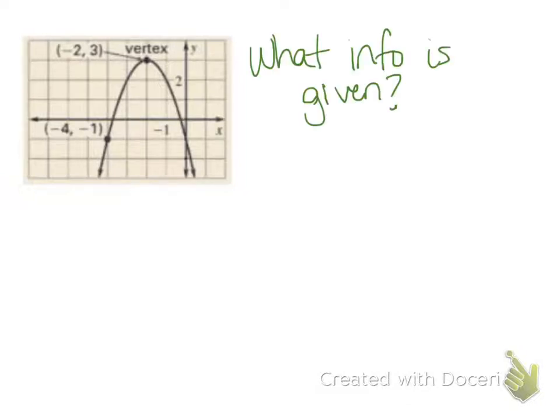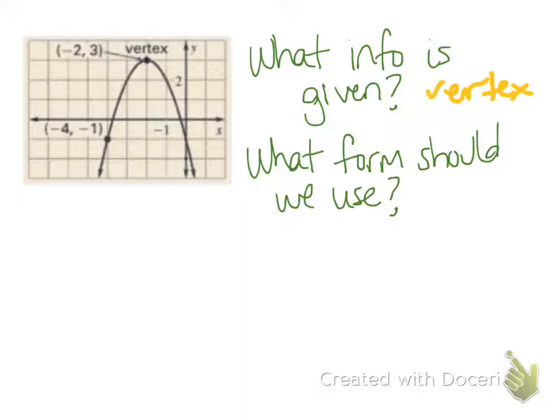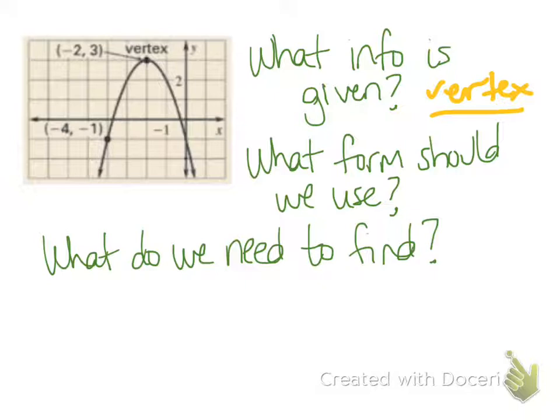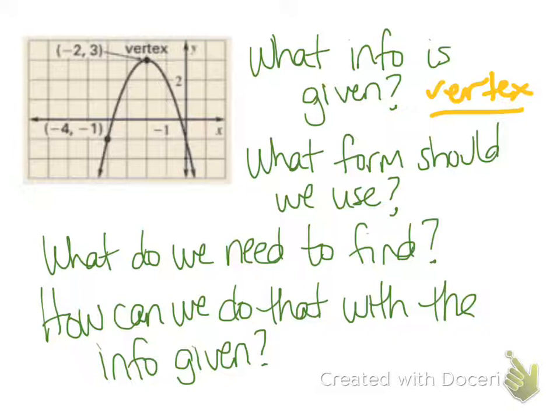To begin with, what information is given? Well, we can see that we're given the vertex. And so what form should we use? Well, we're probably going to use vertex form. And what do we need to find? So I want you to ponder these two questions. What do we need to find, and how can we possibly do that with the information given? And I'd like you to try to do these problems in your note packet, actually all three of these problems. So we're going to use vertex form, fill in the information given, and determine what is left to be found, and then see if you can find it.